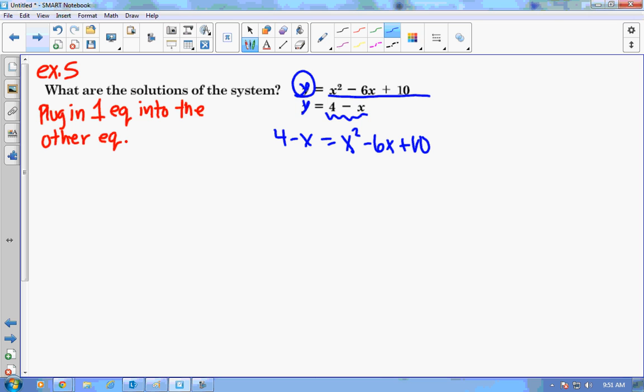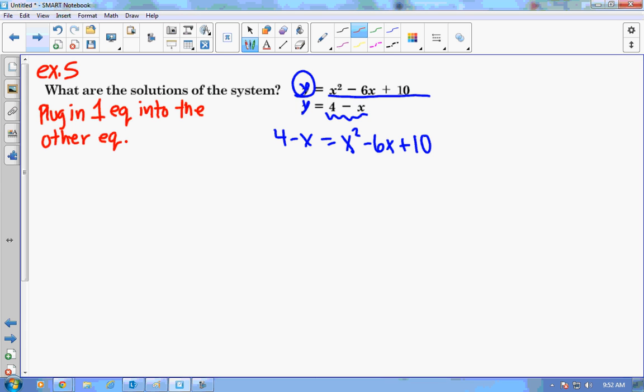Okay, I'm going to fix my 10 here. That's not very clean. Okay. Now how would we solve for x? Find your like terms. Can we have them when they're both on different sides? Nope. We need to get them all to one side.